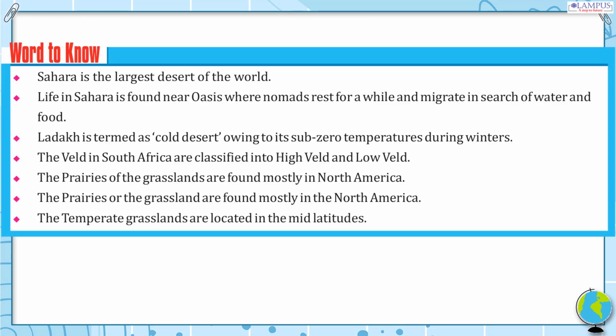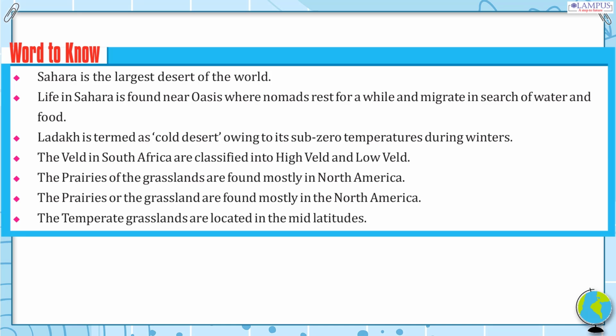Word to know: Sahara is the largest desert of the world. Life in the Sahara is found near oases where nomads rest for a while and migrate in search of water and food. Ladakh is termed a cold desert, owing to its sub-zero temperatures during winters.